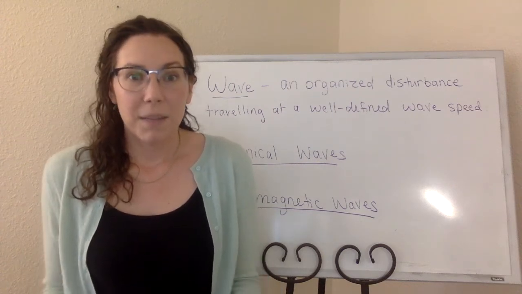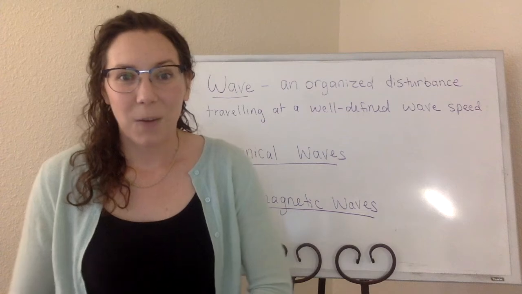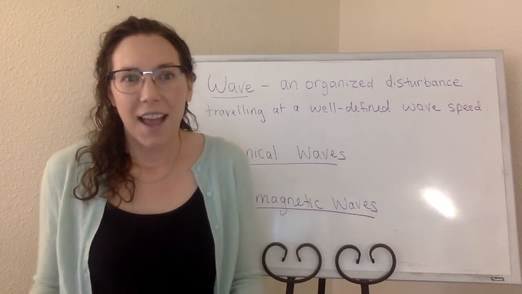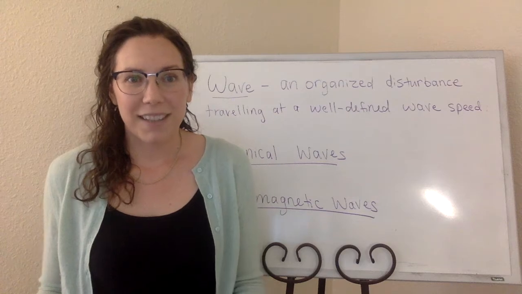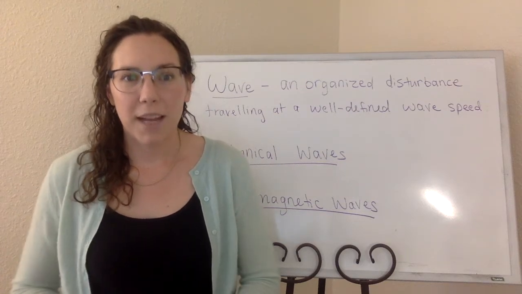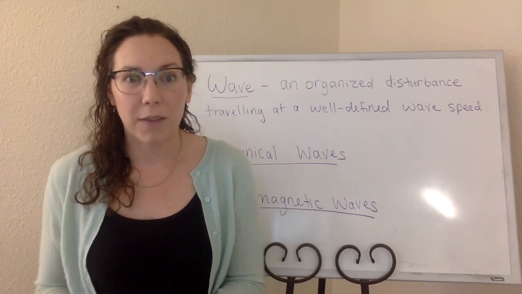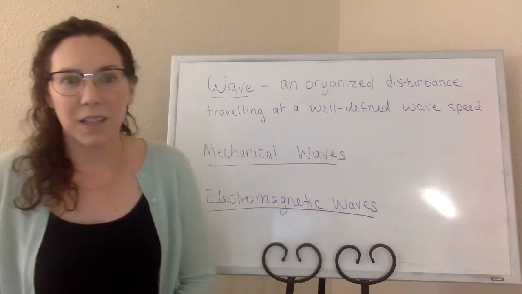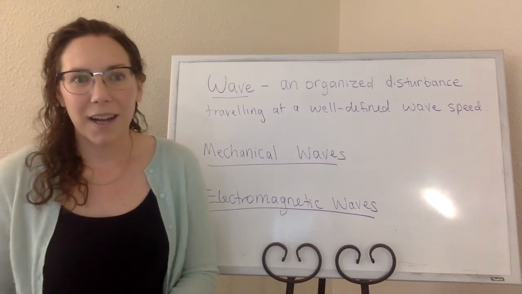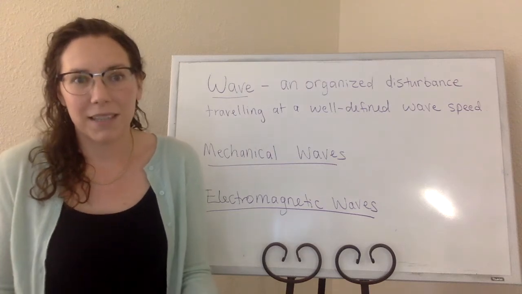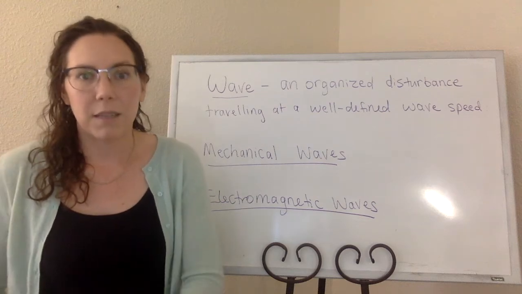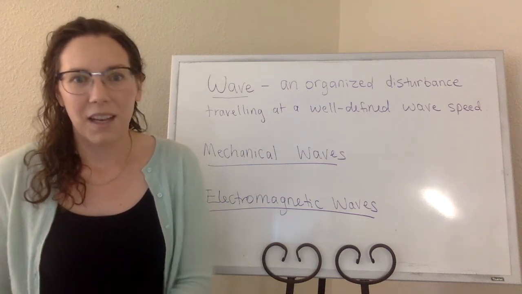So some examples of waves are sound, light, water waves, a wave on a string, and there are a couple of different ways to classify waves. One way is by whether or not the wave requires a medium. So mechanical waves are waves that require a medium, which means a substance, to propagate. So whether that's air or a solid, there needs to be some type of medium.